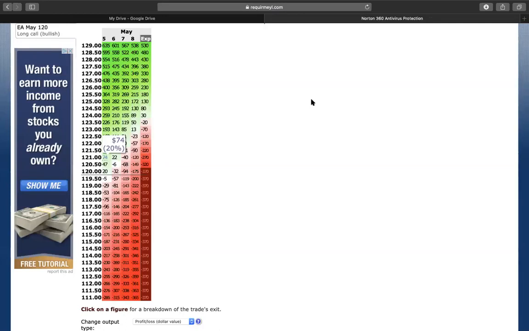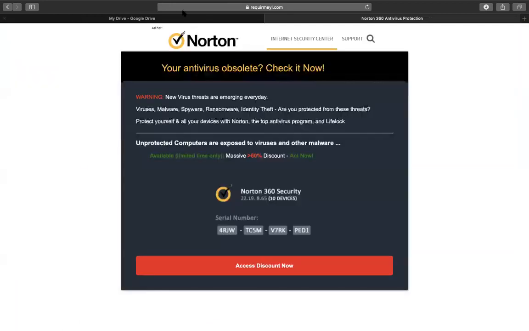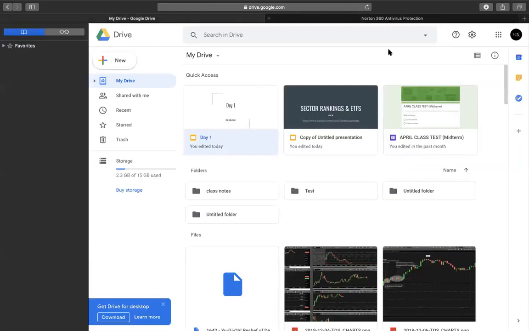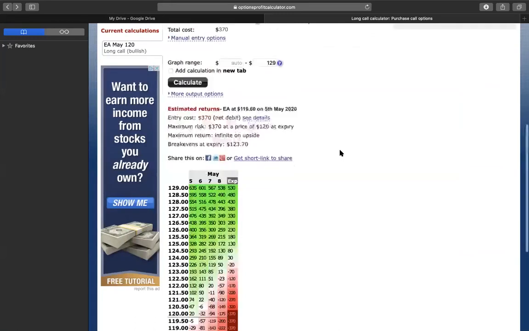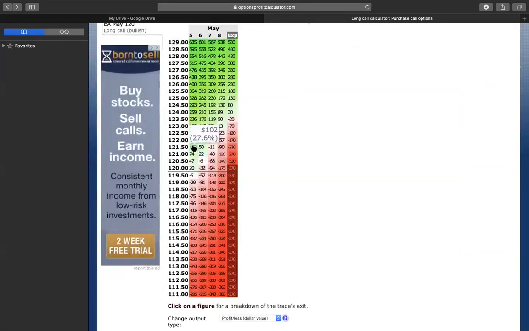Let me give you guys a quiz real quick, okay? If you were to buy one contract of EA, and let's say EA goes up to 122.5. So that stock went up about $2 from when you entered. And let's say you are up $162, 43% in profits. Would you take this profit or would you let it run some more?